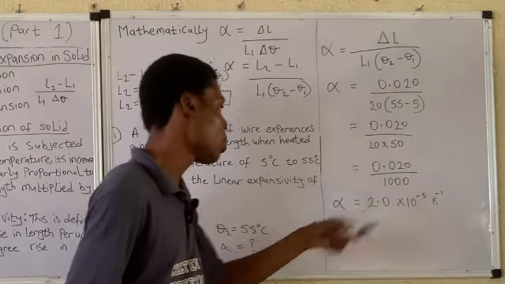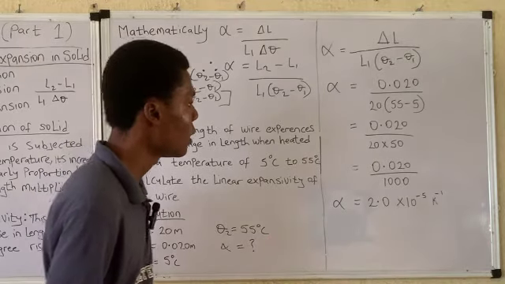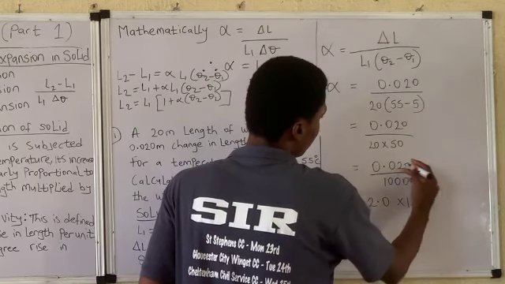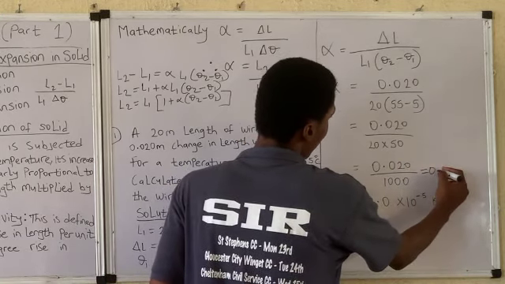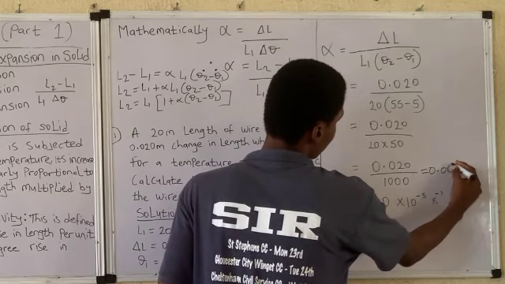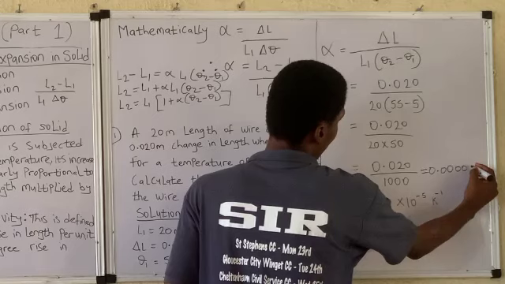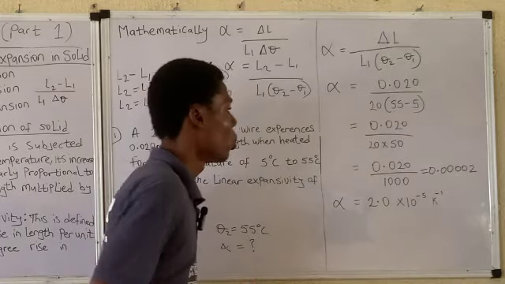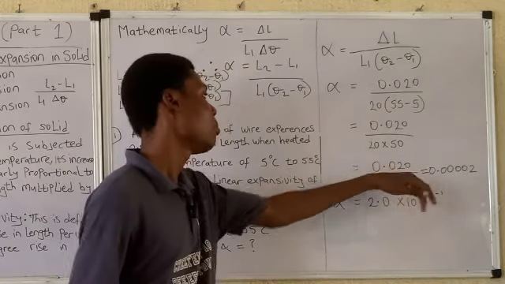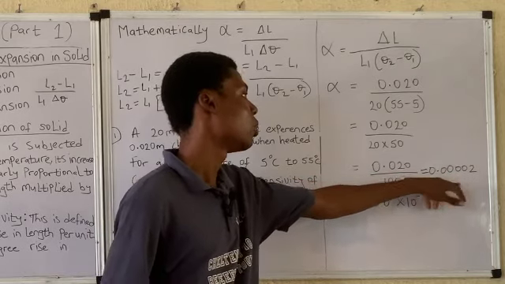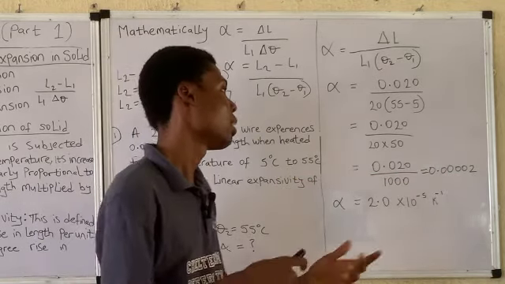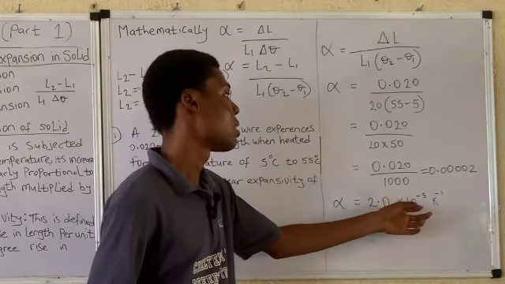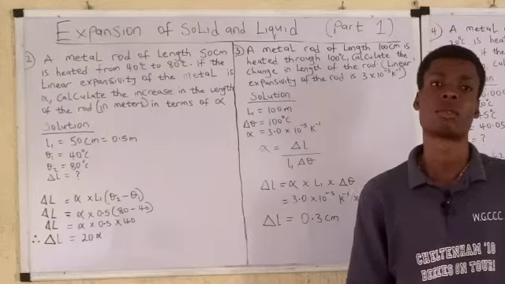So 0.020 over 1000 is equal to... okay, so we can say 0.020 divided by 1000 is 0.00005. Now you use your standard form, we have 2.0 times 10 raised to power minus 5.